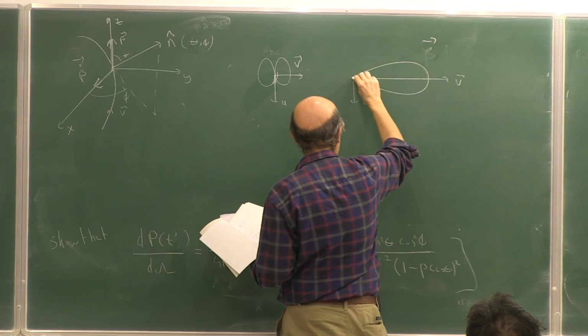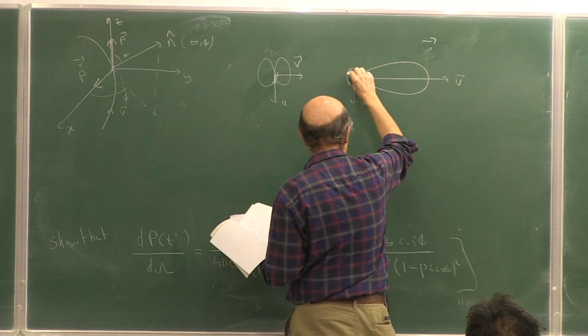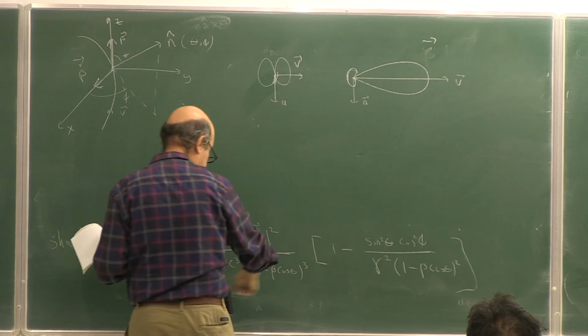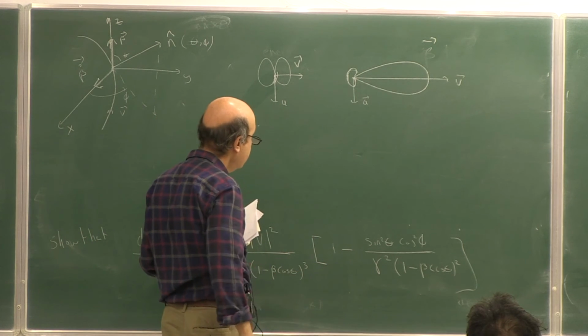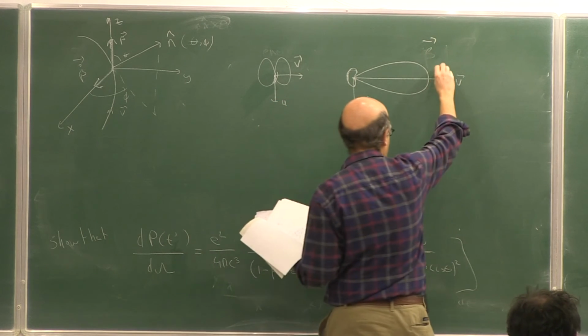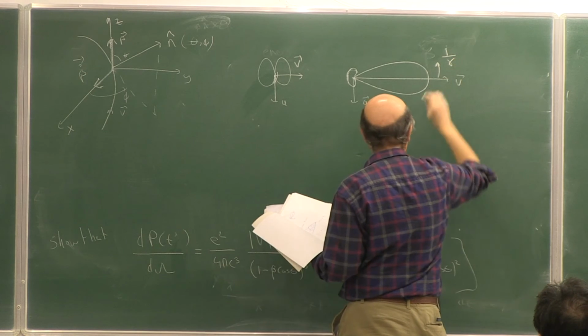So, and this will be something like this. So basically this is the form of this. If you investigate this pattern, you have that kind of shape. Basically this angular distribution is around 1 over gamma.